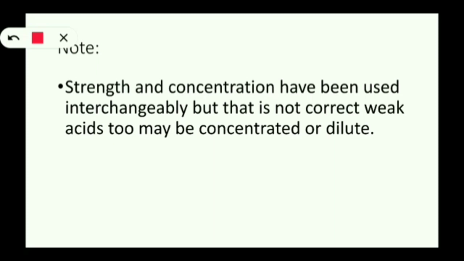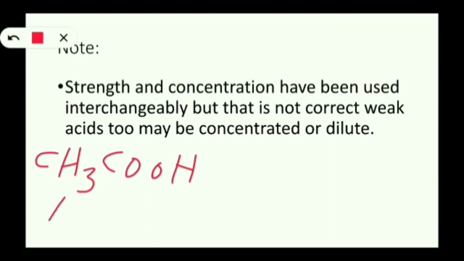So for instance, based on strength, I'll say acetic acid is a weak acid. Let us take acetic acid, CH3COOH, which is a weak acid. Why? Because it dissociates its molecules only partially into hydronium ions and acetate ions. Yet it can be concentrated as well as dilute. For example, we have two solutions of acetic acid, A and B. One is 12 molar, and the other is 5 molar.